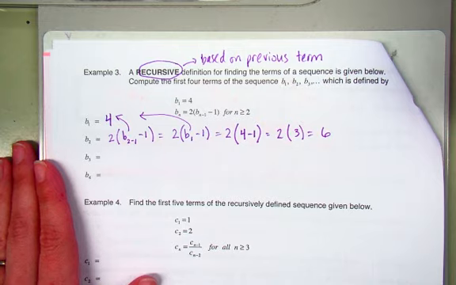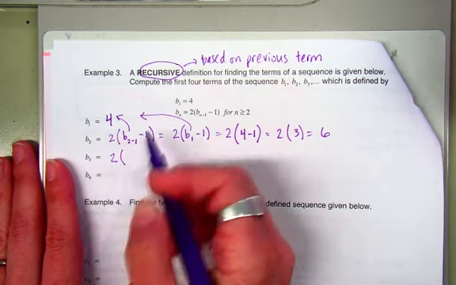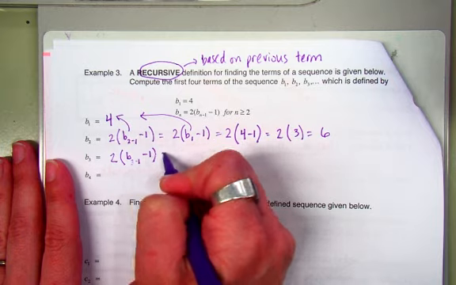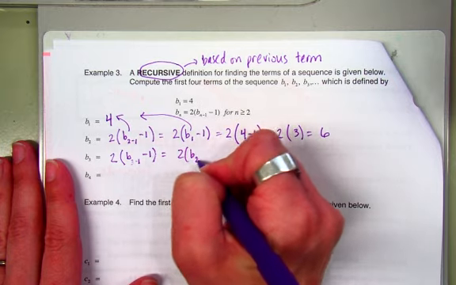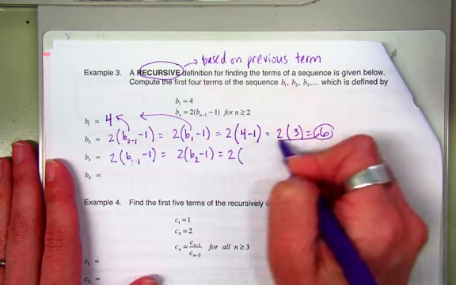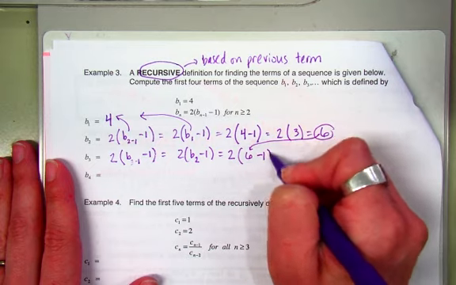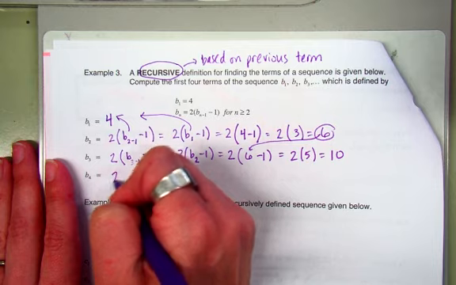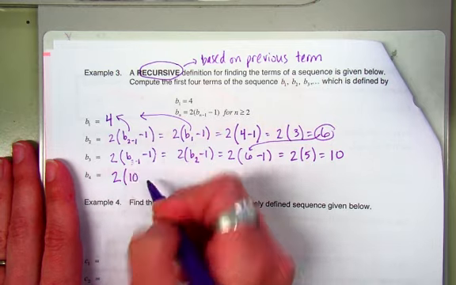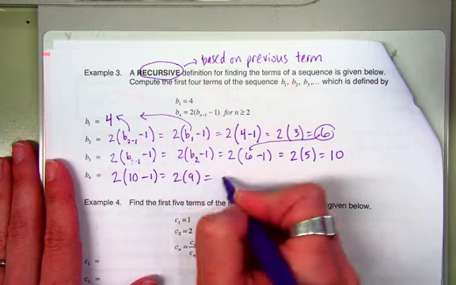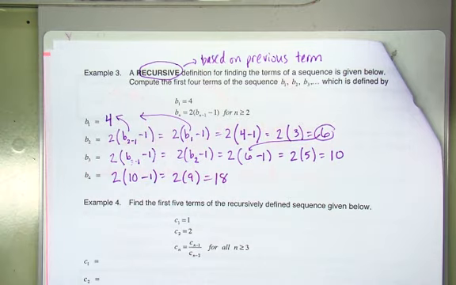b sub 3 in the same fashion is going to now pull in b sub 3 minus 1, which is b sub 2, which is just 6. So it's the previous term. And when I work that out, I get 10. And then here, following that same pattern, I can bring in the previous term minus 1, and I get 18. And those are my first 4 terms.